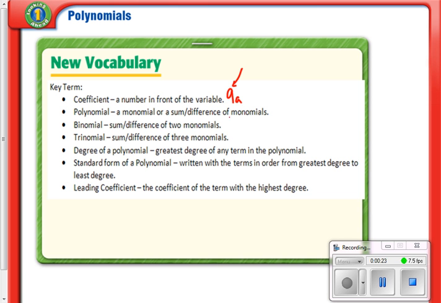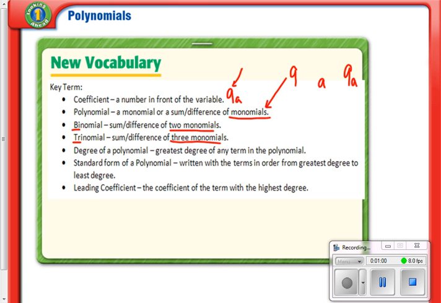A polynomial is just a general name for a monomial or a sum of different monomials. That being said, we should probably identify what a monomial is. A monomial can be written as a number, such as 9. It can be written as a variable, such as a, or it can be a product of the number, or coefficient, and the variable. So all of those are examples of monomials. Binomial, bi meaning two, is a sum or a difference of two monomials. Trinomial is a sum or difference of three monomials, so you're adding or subtracting monomials together.